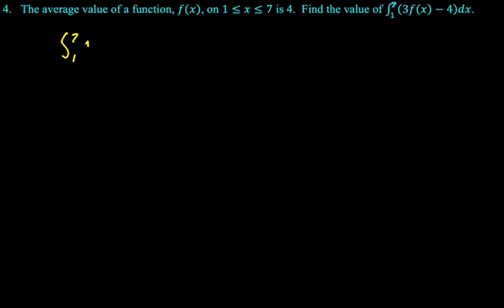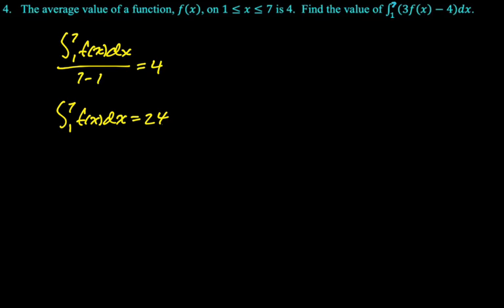Average value is integral over interval. So this over 7 minus 1 should be equal to 4. So 7 minus 1 is 6. So we know that the integral is 6 times 4, or 24. So we know the integral from 1 to 7.